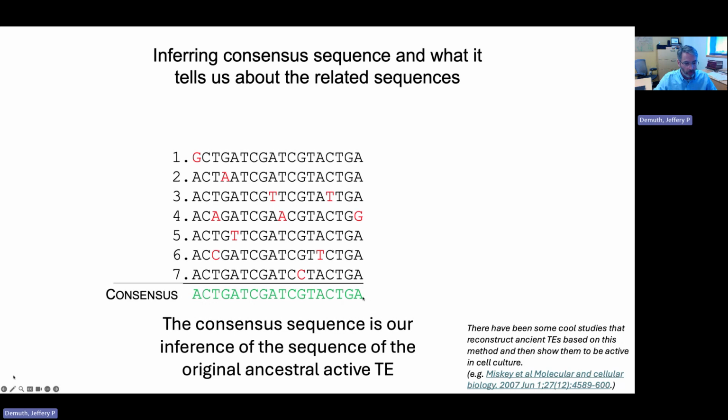We know that this method actually works because there have been some really cool studies that build the consensus sequence of actual transposable elements in the genome, and then reconstruct that. So you make the oligonucleotide that corresponds to the consensus sequence, and then put that into cell culture, and it is an active transposable element. I've highlighted one here, the Setmar study, where they did this, and I think it's really cool.